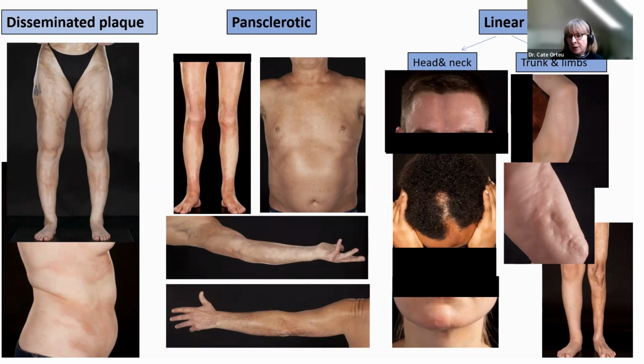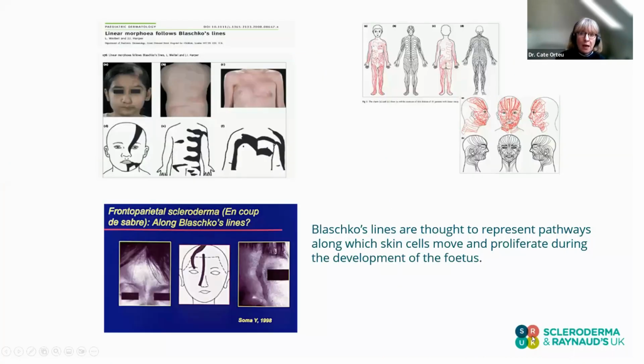So when you get deep involvement and extensive involvement, you can get this sort of appearance with reduced muscle bulk and soft tissues over both the upper and lower limb. Most forms of linear morphea are thought to follow something called Blaschko's lines, and Blaschko's lines are thought to represent pathways along which skin cells move and proliferate during fetal development, so in utero.